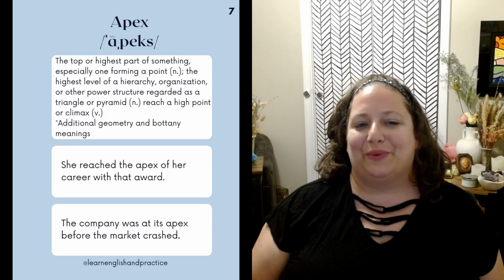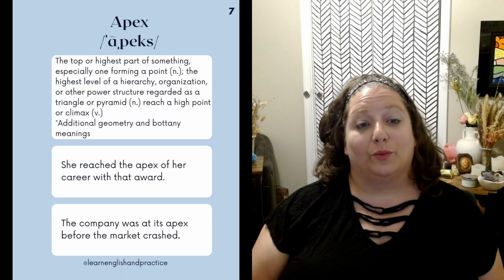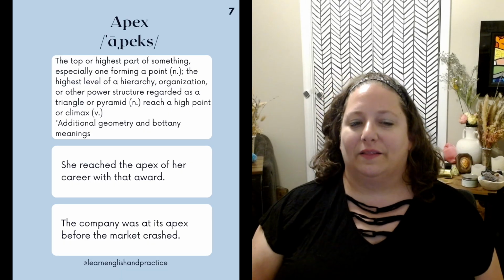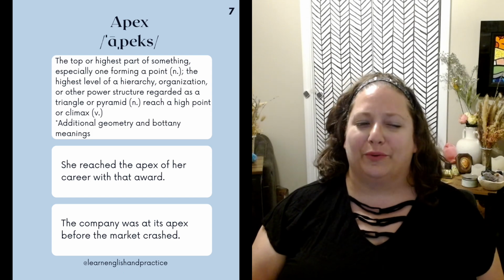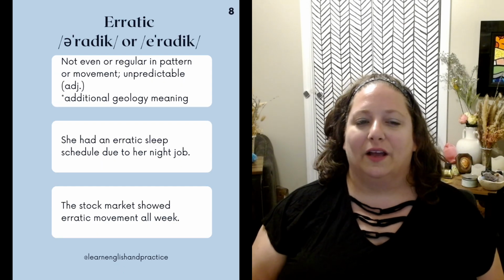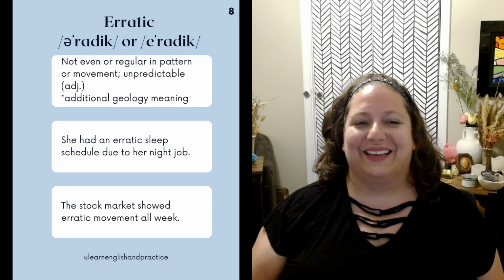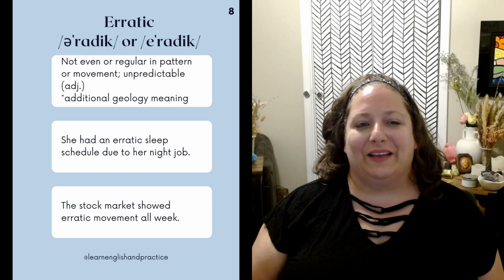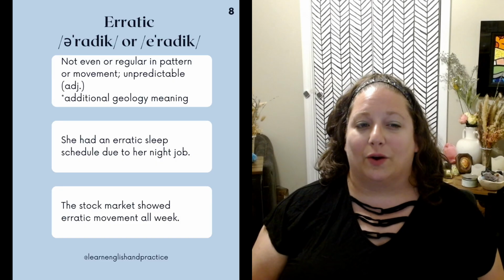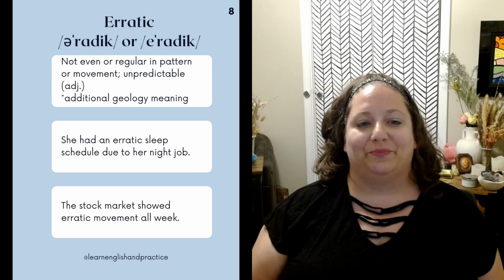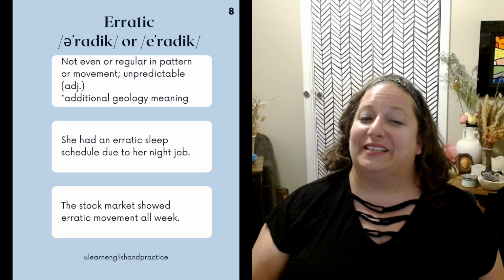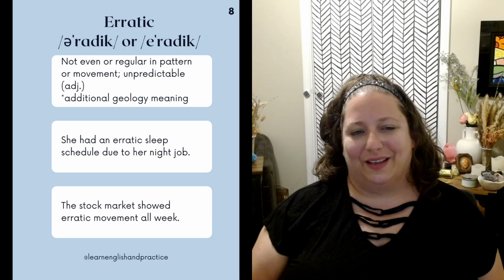Examples are, she reached the apex of her career with that award. The company was at its apex before the market crashed. Erratic or erratic. This means not even or regular in pattern or movement, unpredictable as an adjective. And there's an additional geology meaning.